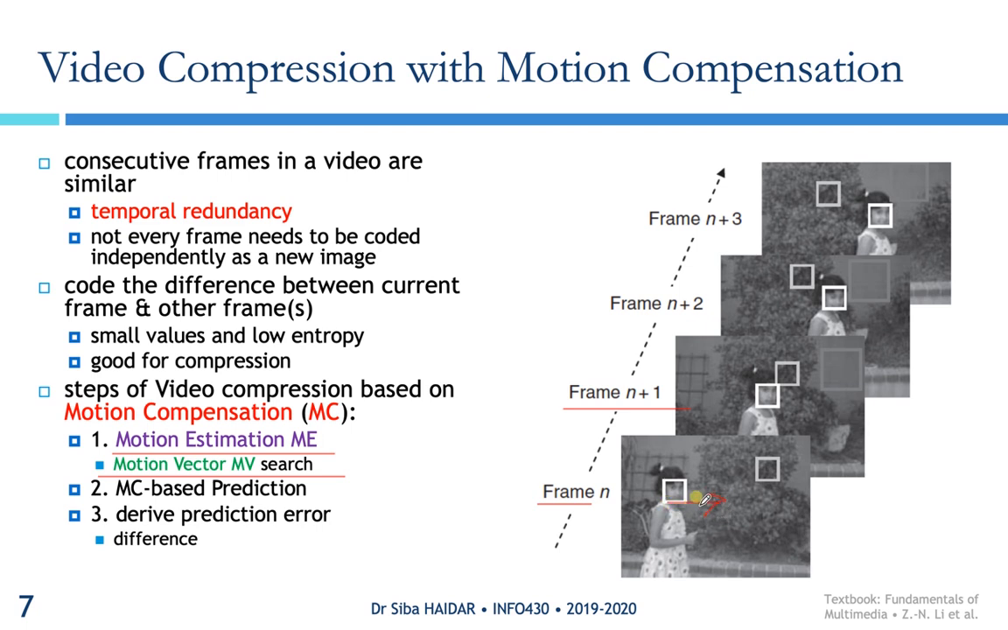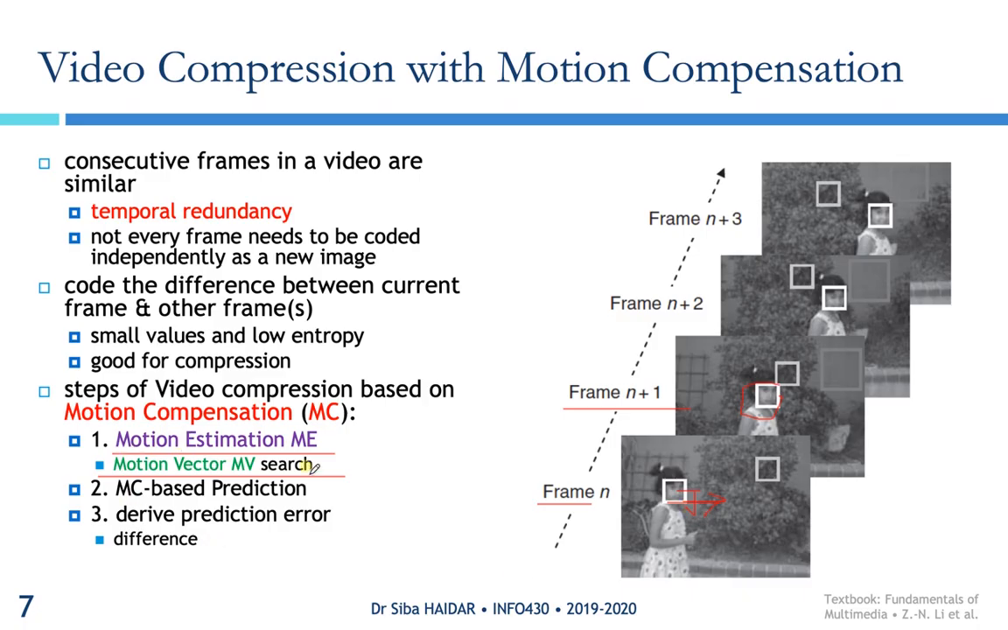So what I just drew in red here is called the motion vector. It indicates that the block I have to code now in frame n+1 has moved this much compared to the previous frame. So this is the vector here.